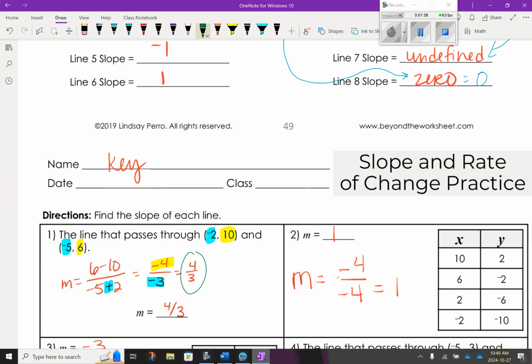For number two, again, it should always be simplified. In this case, it turns into +1. And again, it doesn't really matter if we go this way. For the y's, from -2 to +2, that's going to be a distance of 4, as in 4 spaces up. And then for the corresponding x's there, from 6 to 10, that's 4 spaces to the right. So 4/4 is 1.